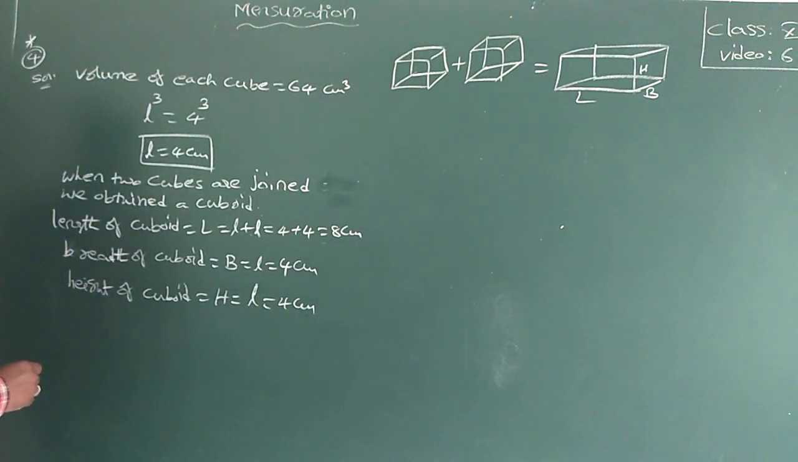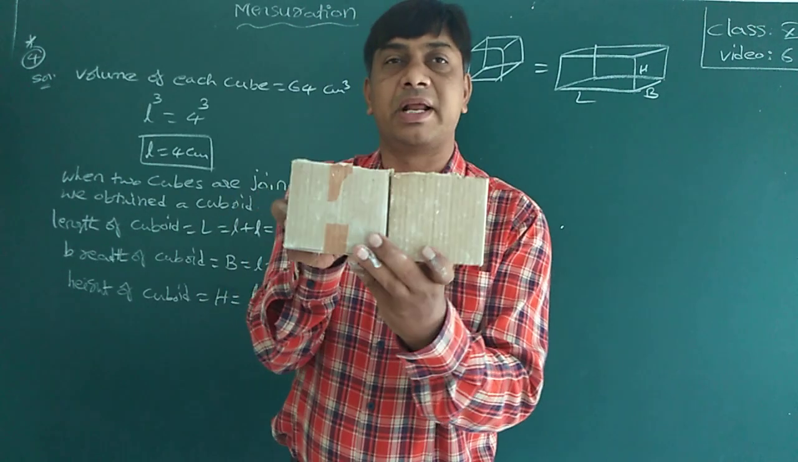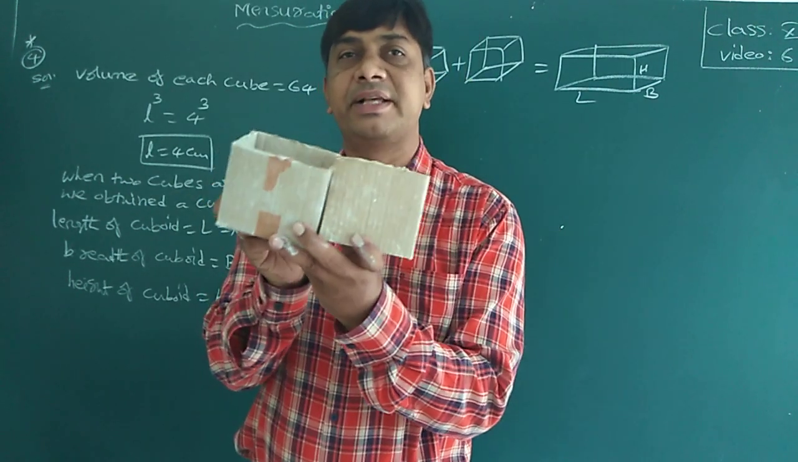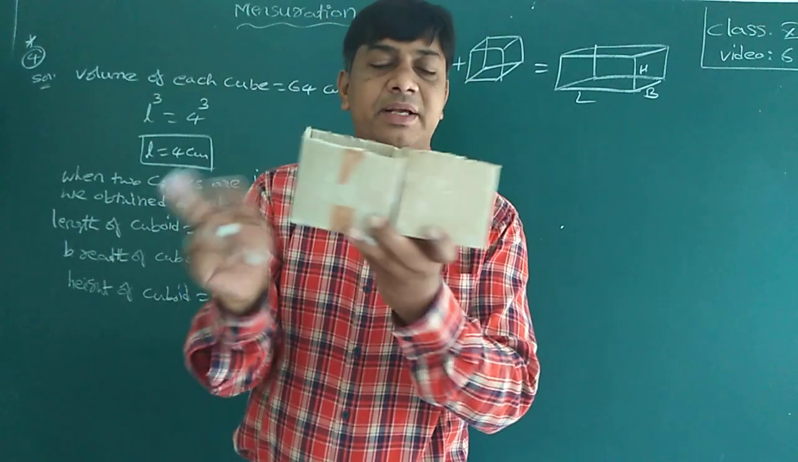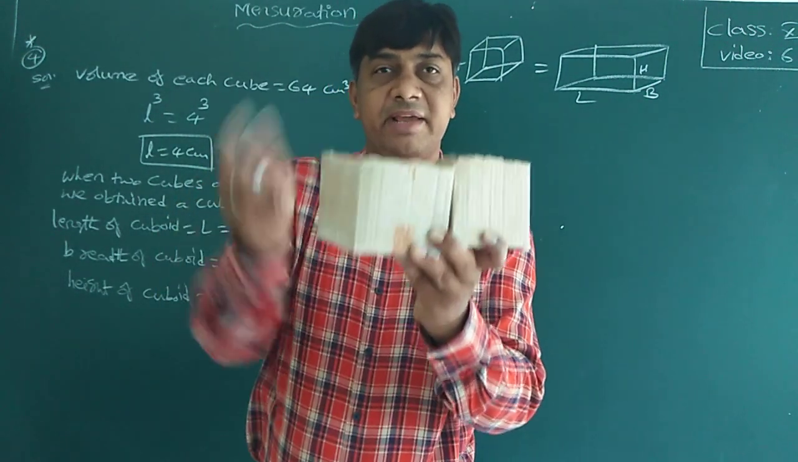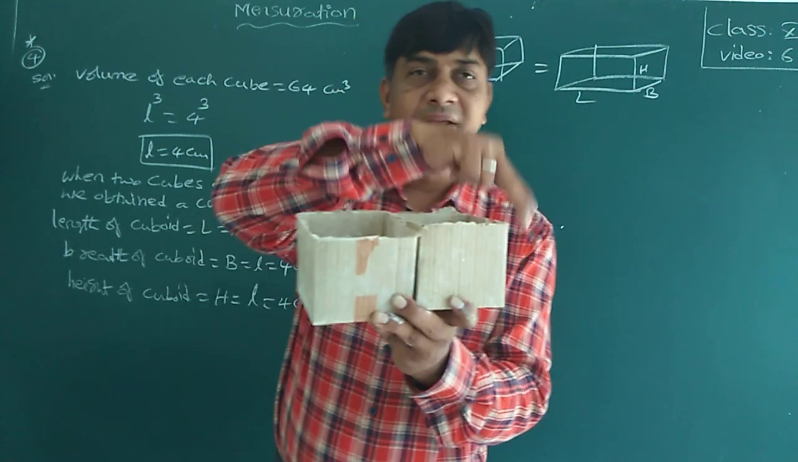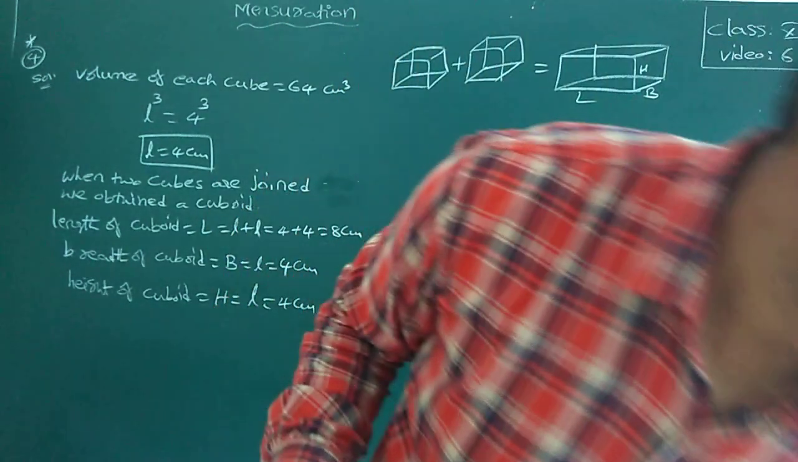When I join these, I get a cuboid like this. TSA means this area, this area, this area, this area, the 6 faces. Okay, TSA we have to find out.